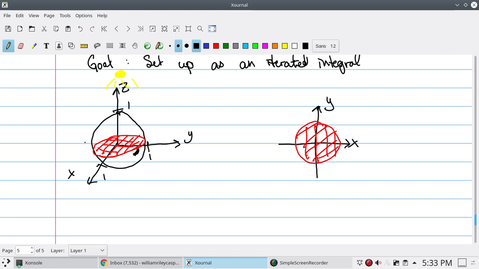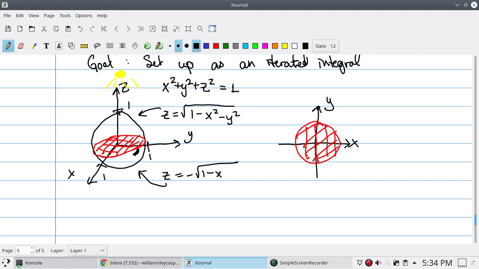Now I want to think about the surface here that I've got. The surface, by the way, a sphere of radius 1, is given by the equation x squared plus y squared plus z squared equals 1. I want to think about this as an upper surface and a lower surface. If I solve this equation for z, on the upper part I get z equals the square root of 1 minus x squared minus y squared. When I take a square root, I have a plus or a minus, so on the bottom part I have z equals negative the square root of 1 minus x squared minus y squared. That right away gives me my upper surface and my lower surface.